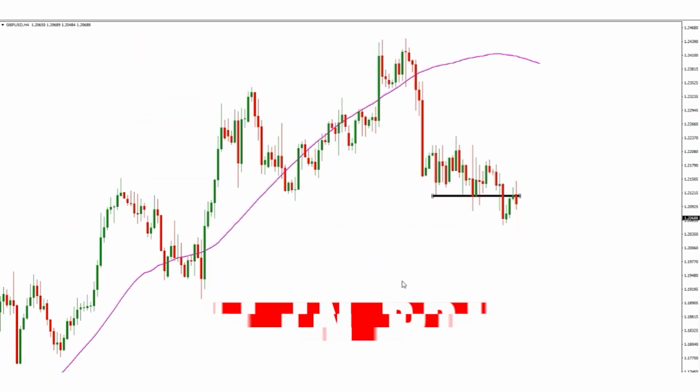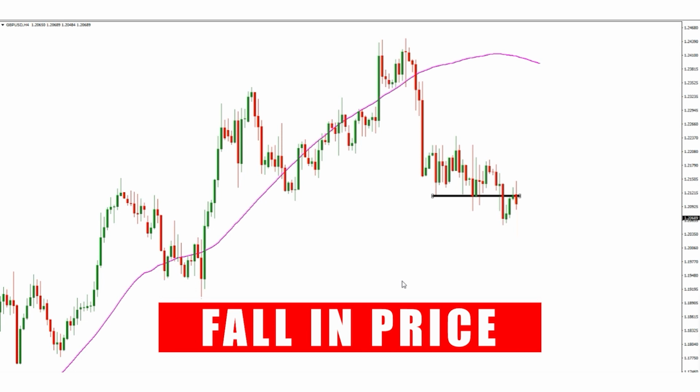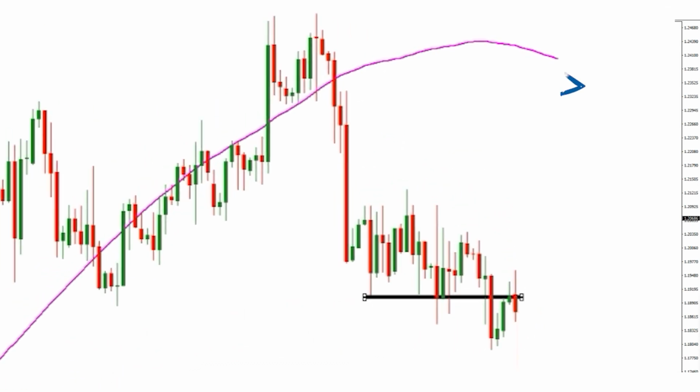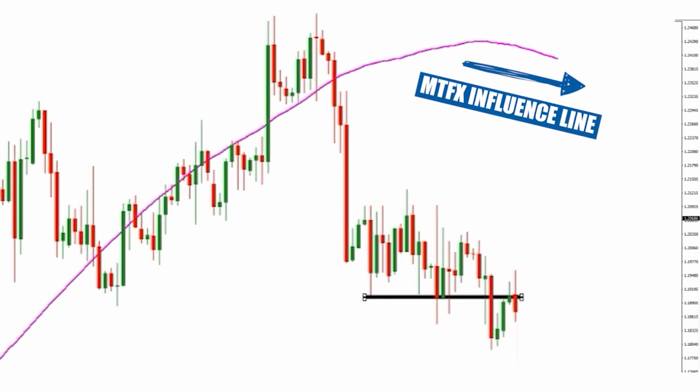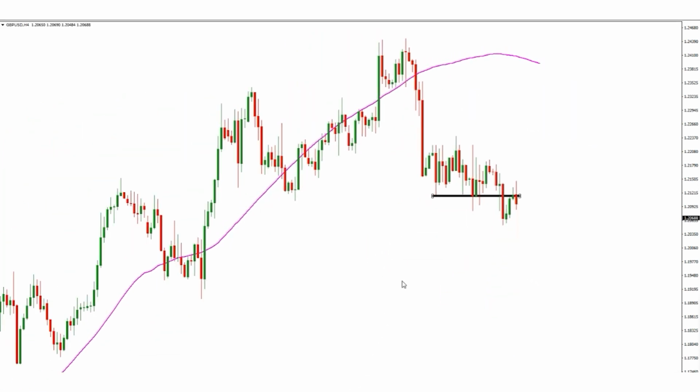These things could indicate that there could be a fall in price of this currency pair. We also have our MTFX influence line rolling over and beginning to slope downwards, giving us further validation the price may indeed fall. So we now have a solid reasoning to support our short bias. Let's look for selling opportunities.